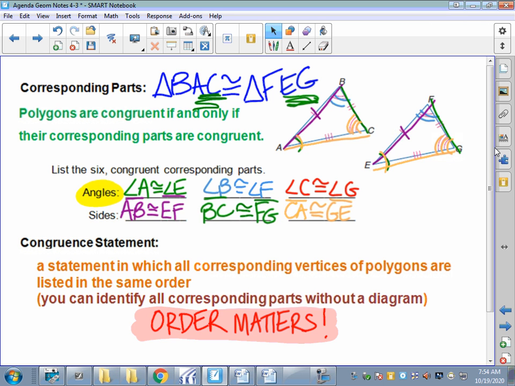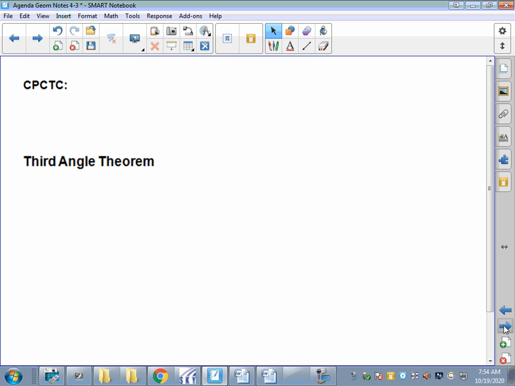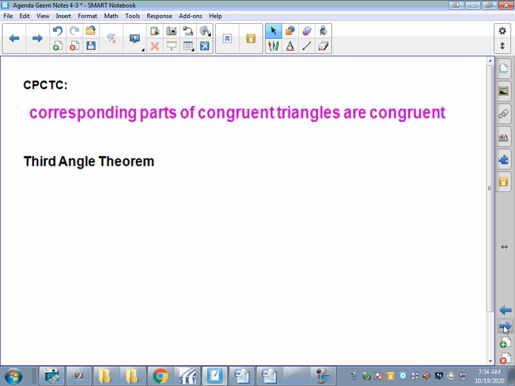All right, a couple other technical things. CPCTC, since we're not doing proofs this year, this is not going to come quite as handy as it usually does, but I'm going to put that up there so that we can talk about it. CPCTC stands for corresponding parts of congruent triangles are congruent. So corresponding parts, CP, congruent triangles are congruent. CPCTC.